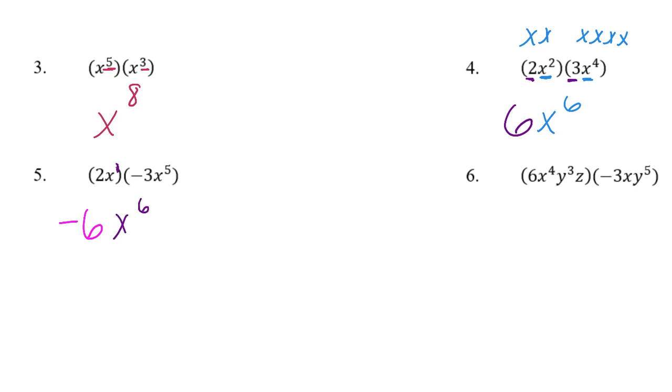On number 6, we need to multiply the big numbers first. So 6 and negative 3 gives us negative 18. But now we have a lot of different variables with exponents. So we have x to the 4th and then x to the 1st. 4 plus 1 is x to the 5th. y to the 3rd and y to the 5th. 3 plus 5 is y to the 8th. And then z has nothing to go with it, so we just bring it down, and it is z to the 1st. You can write a 1 if you want, but you don't have to.